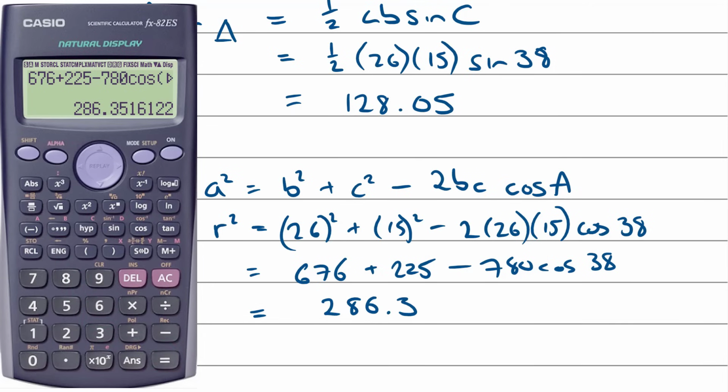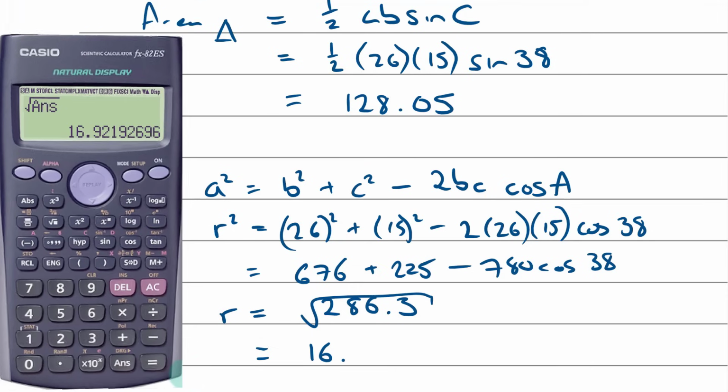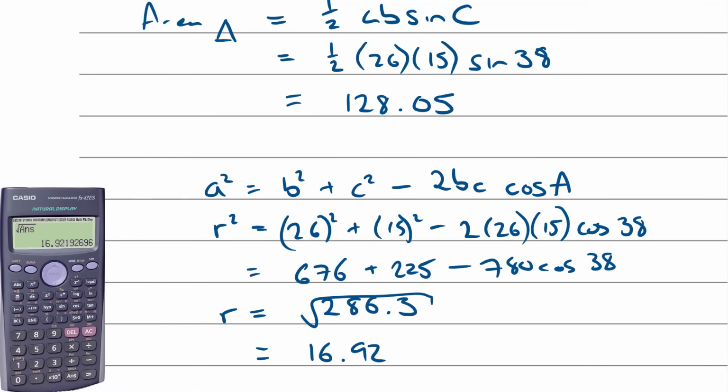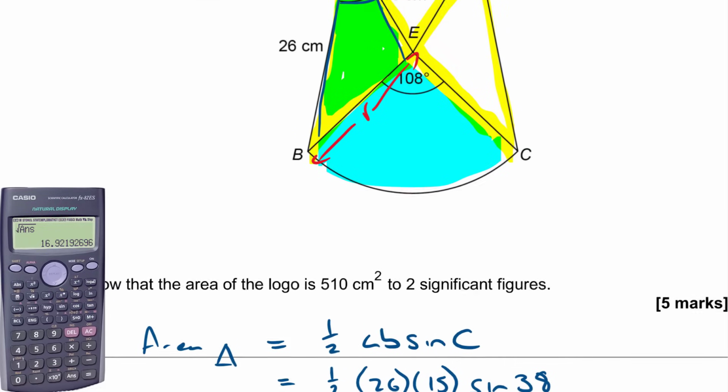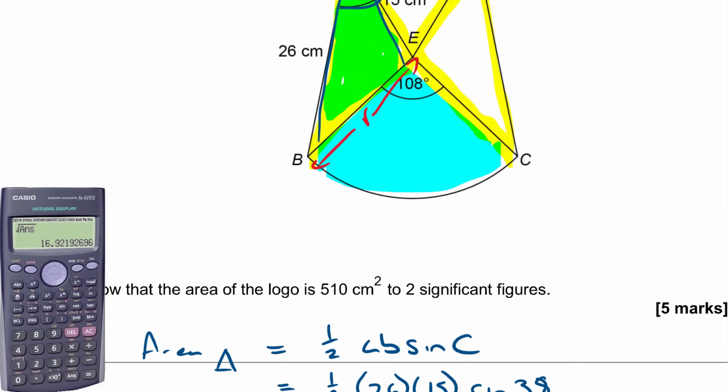286.3. Remember that's r squared, so r is going to be the root of that. So square root in my answer. I make that 16.92. Always good just to check for sensibleness. Does that look right in that diagram? 16.92, a bit under 17. That looks good.